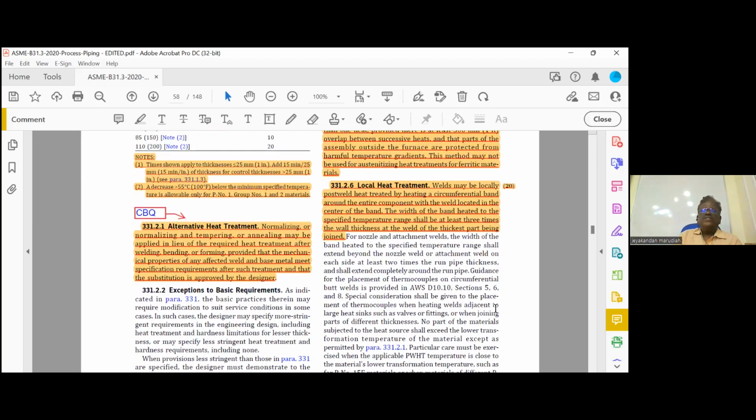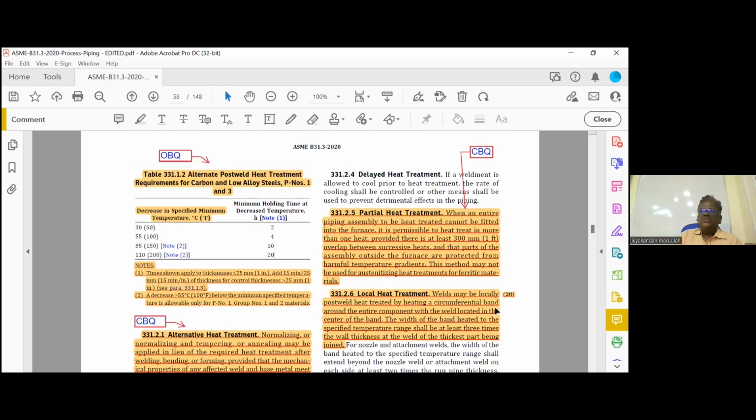Then partial heat treatment. That also I told you. Suppose when you are doing complete piping, it is not going inside the furnace, so there should be a 1 foot overlap. So highlight this one. When an entire piping assembly to be heat treated cannot be fitted into the furnace, it is permissible to heat treat it in more than one heat, provided there is at least 1 foot overlap between the successive heats. That is a closed book question.